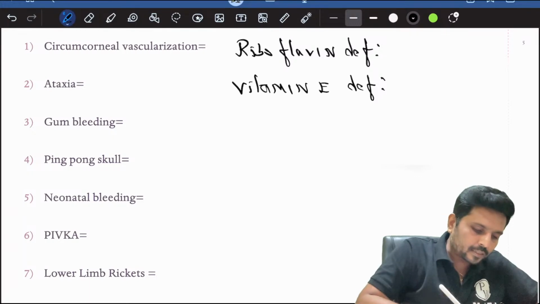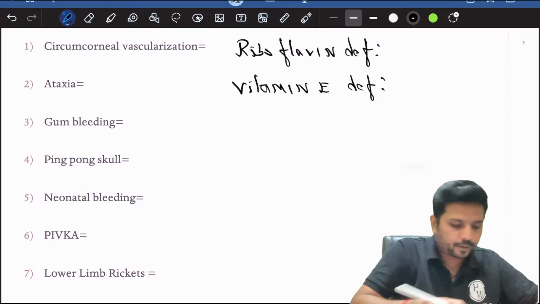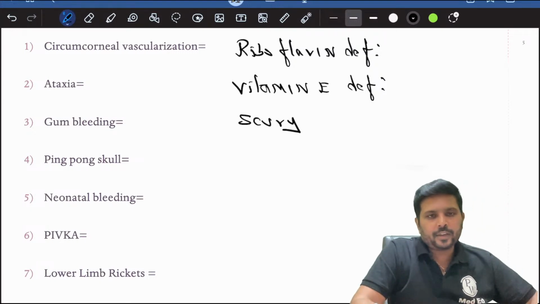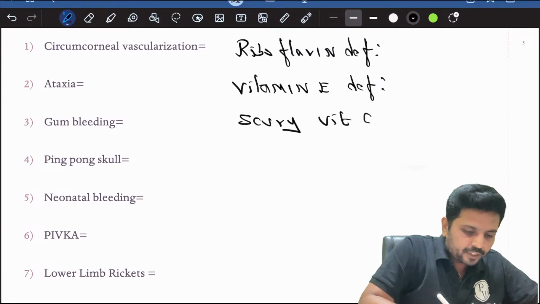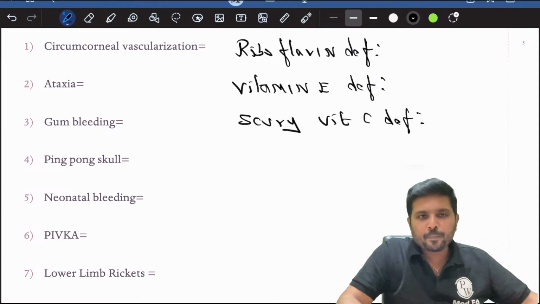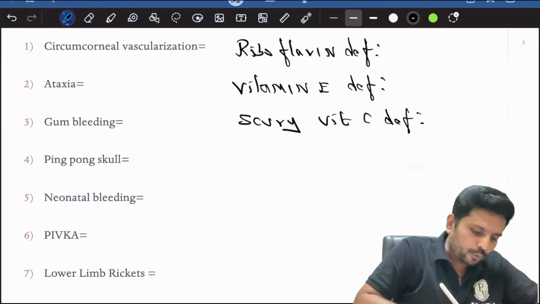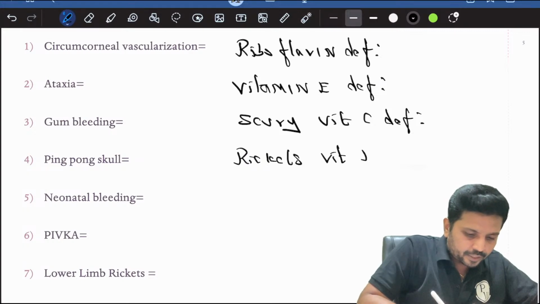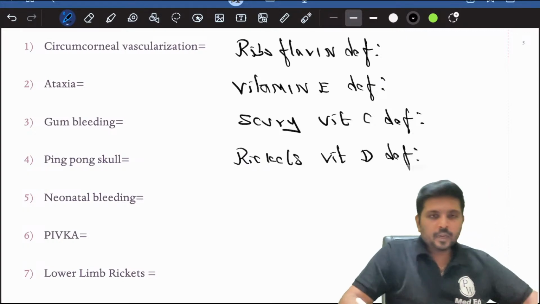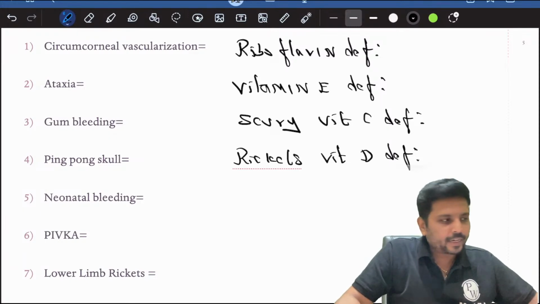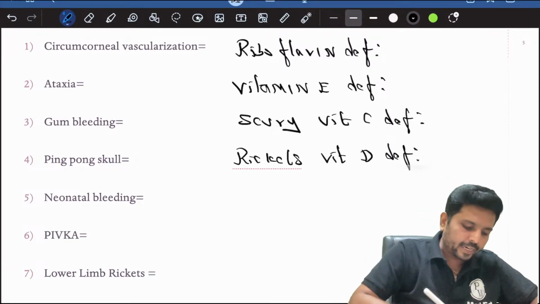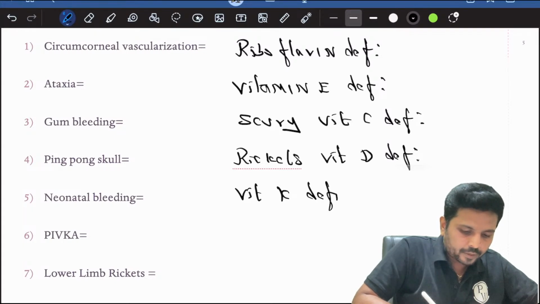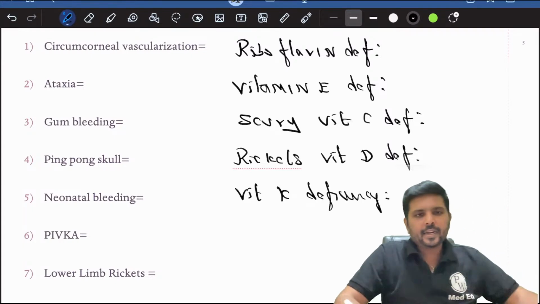Gum bleeding again, most common in which one? Gum bleeding is most common in scurvy, that is vitamin C deficiency. Ping pong skull, soft skull, is due to rickets, vitamin D deficiency. Neonatal bleeding, again, is due to vitamin K deficiency.